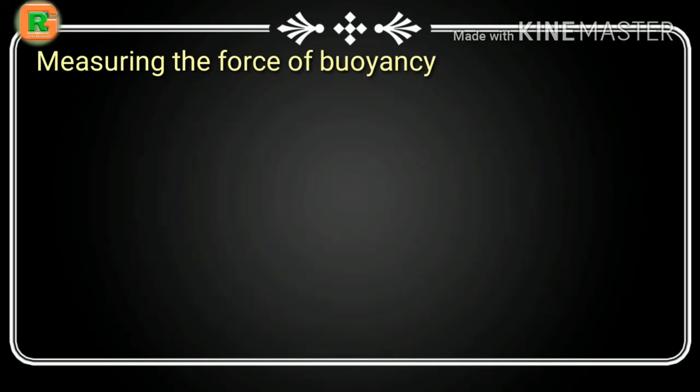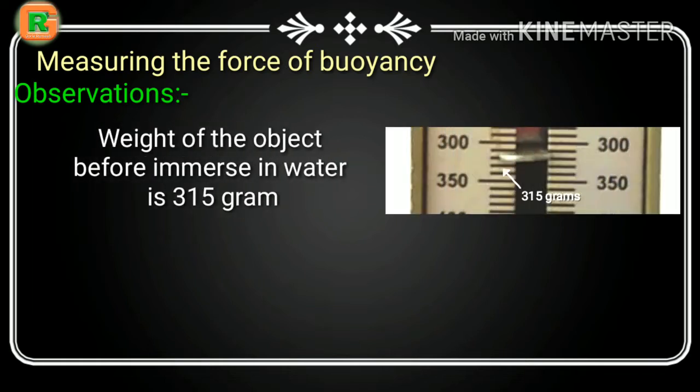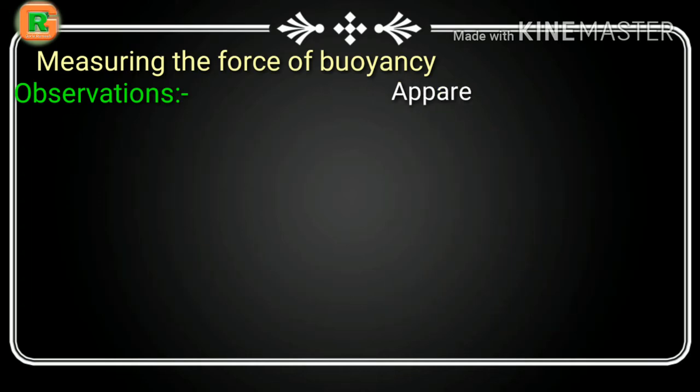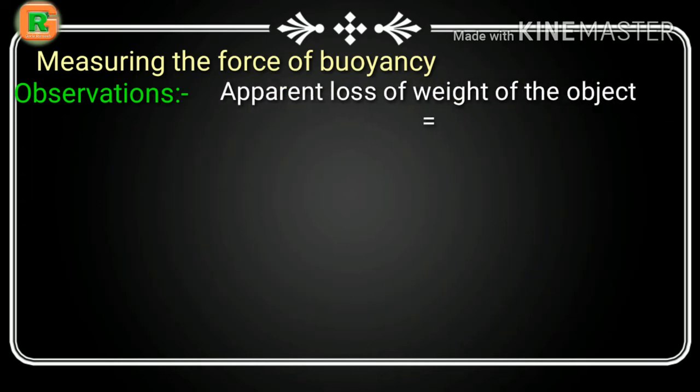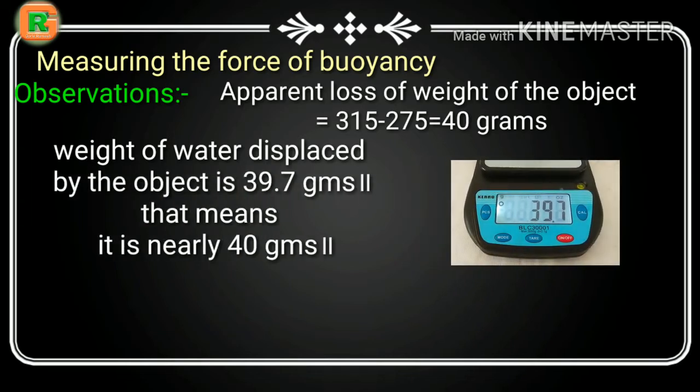This is the activity. Our observations in this activity are: the weight of the object before immersion in water is 315 grams. The weight of the object when immersed in water is 275 grams. So the apparent loss of weight of the object is 315 minus 275, which is equal to 40 grams. The weight of the water displaced by the object is 39.7 grams.